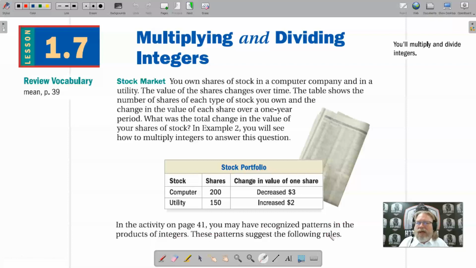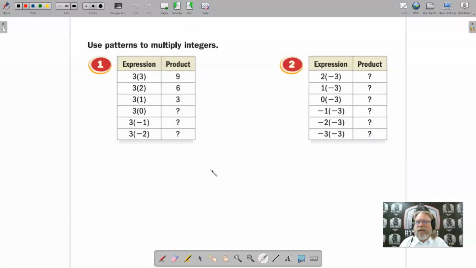So let's go back and look at that activity that was on page 41. And this is the activity that is found on page 41. And we start off with a table in which we have an expression in one column and the product in the other. Product is the result of multiplying two numbers together. Let's say we have 4 times 2, and that equals 8. This here is the product. Okay, product. There we go.